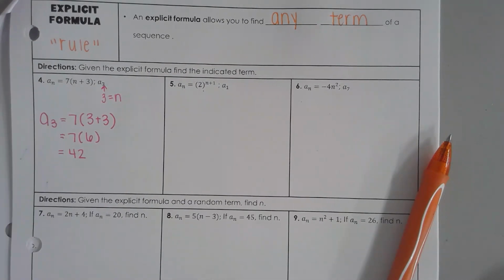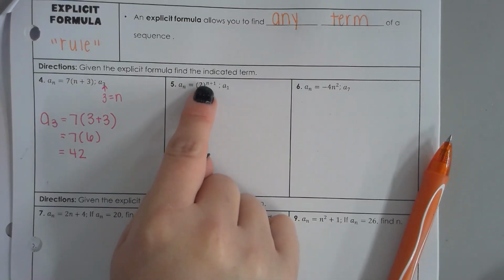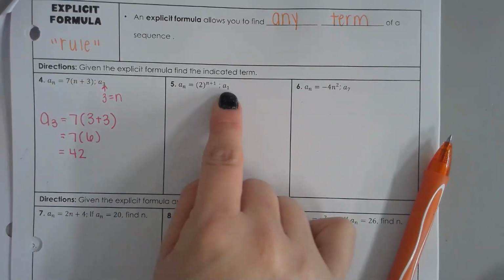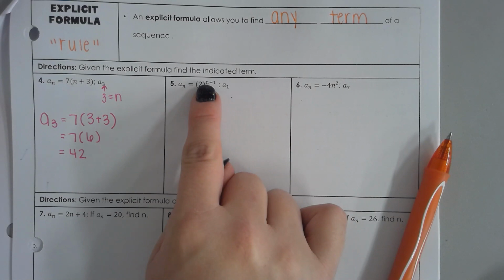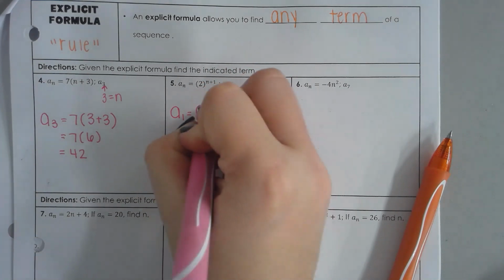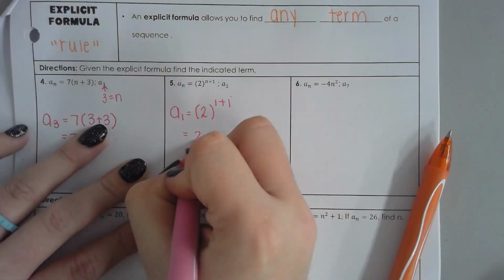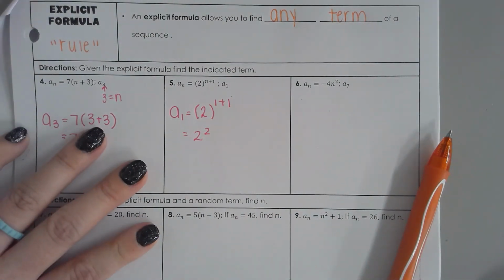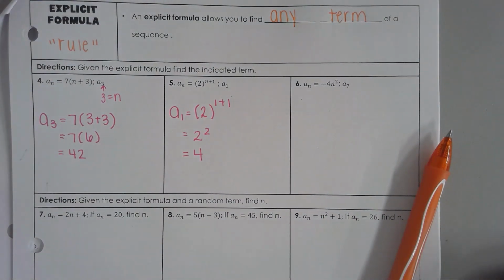Number 5, an equals 2 to the exponent of n plus 1. So if I'm asking you to find a1, you're going to put a 1 in for n. So a1 is 2 to the 1 plus 1 power. Which is 2 to the second power, which is really what? 4. Try number 6 when you get it done.